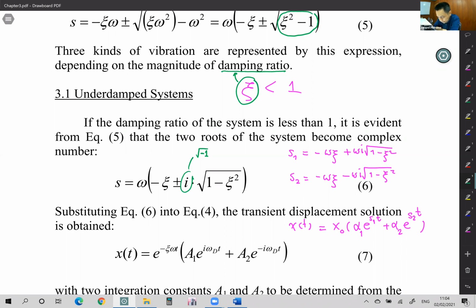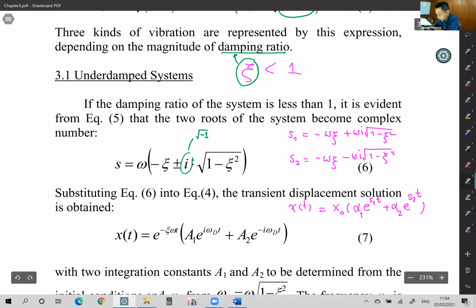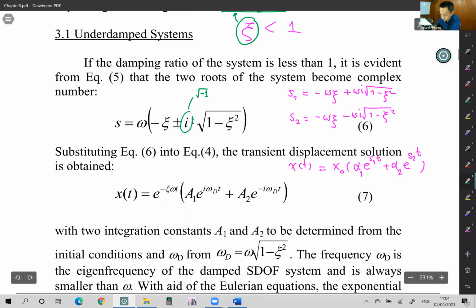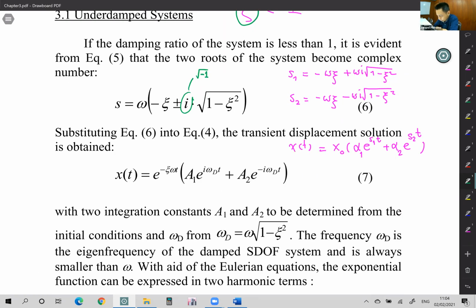And this is the case of an underdamped system. In terms of mathematics, your two roots of S become a complex conjugate, right? As on the right-hand side, I draw for you S1 and S2. If I introduce this S1 and S2 into equation number 4, the solution of x becomes as in equation number 7. Okay, you can prove it yourself, but the idea is very simple.